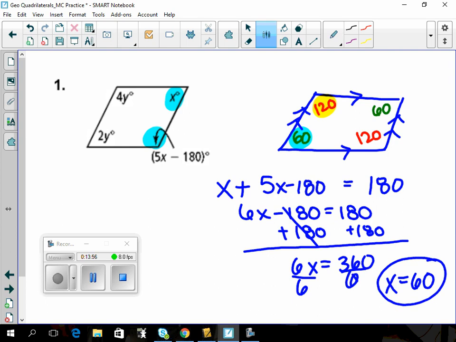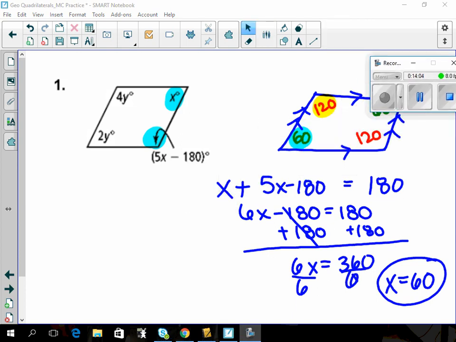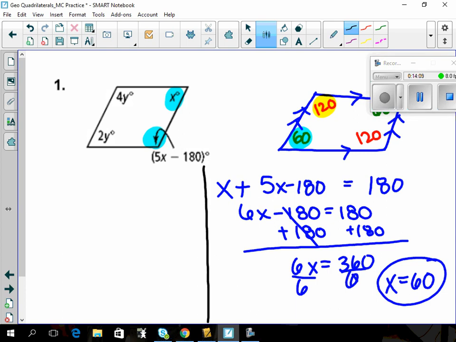Okay. So I would like for, and you're going to have to do the same thing for y. Okay? I want you to solve for y as well. So you're going to need to write another equation to solve for y. Think about how y's are related. Are they across from each other? Are they opposite angles? They're supplementary again. They're on the same side. So that would be that 4y plus 2y is equal to 180. And then it's a matter of just solving it.